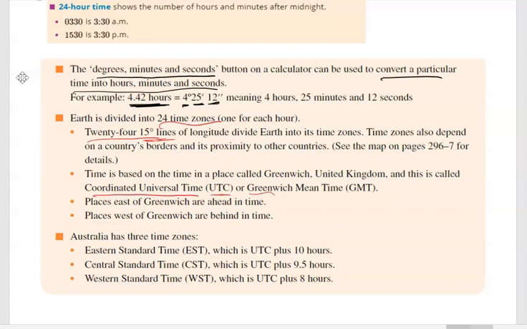You might have heard it called, and this is a bit antiquated, Greenwich Mean Time. And it's based on a place called Greenwich in the United Kingdom. So that's like time zone 0. So places east are ahead, and places west of Greenwich Mean are behind in time. And of course, places west of us, if we go to Western Australia, their time is going to be a little bit behind us. So in Australia, we have 3 time zones.